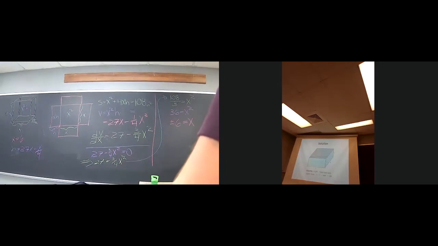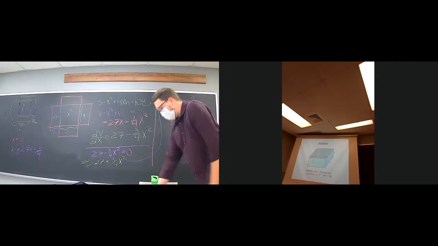So just really quickly comparing what we've done to what they've done. Started off by drawing the box, right? And labeling what all the dimensions were. And by pointing out that the surface area was going to be 108 and equal to x squared plus 4xh.